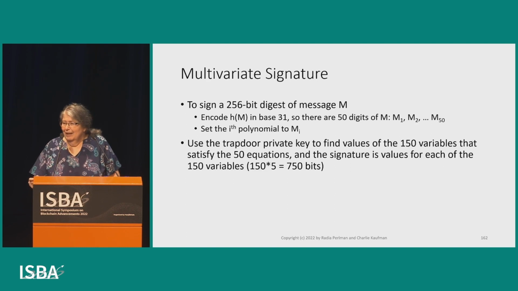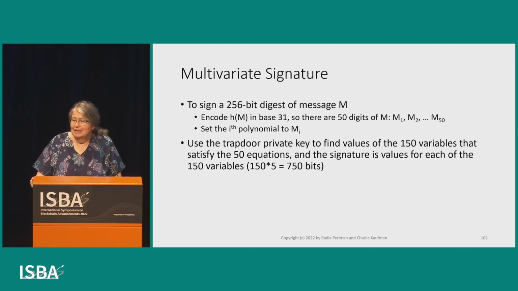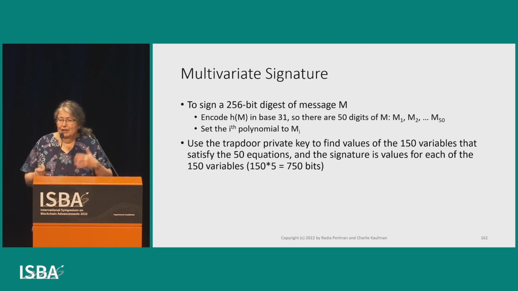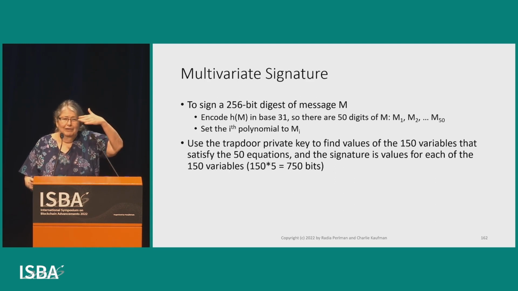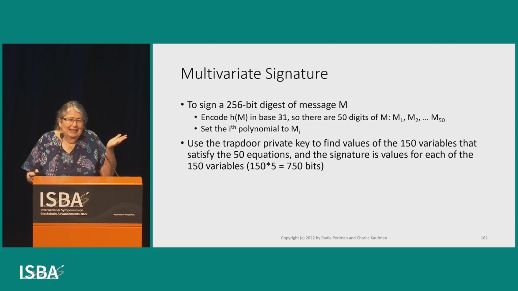But at any rate, these things have small signatures, so that's what makes this thing nice, but the public keys are kind of annoying. So suppose you want to sign a 256-bit message digest of some message. What you do is you encode the hash of it in base 31, so you have 50 digits. You'll have this 256-bit thing that you break into 5-bit pieces, and you set each one of the equations to one of these pieces of the hash. And if you know the magic trapdoor, which I haven't explained yet, you'll be able to solve the equation, but the public key doesn't let you know this trapdoor.